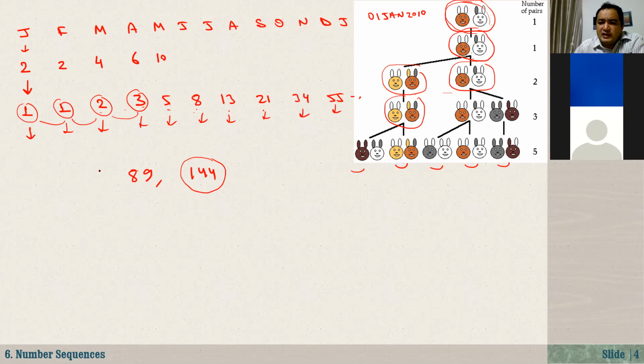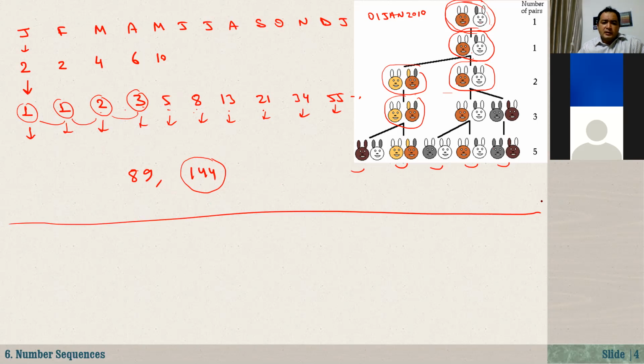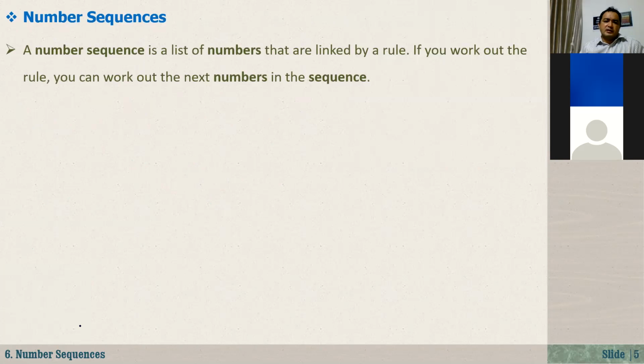This is one example in real life, how actually we use number sequence. Of course, in a lot of times we have patterns in real life, right? And another example, okay, that's just one example. Some other examples for number sequence. Okay, let's talk about this number in the next slide.